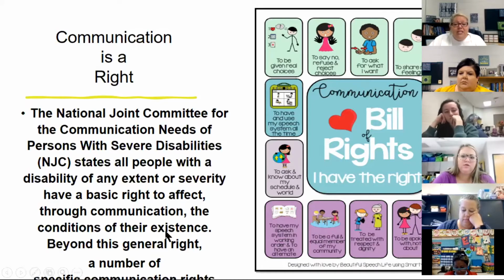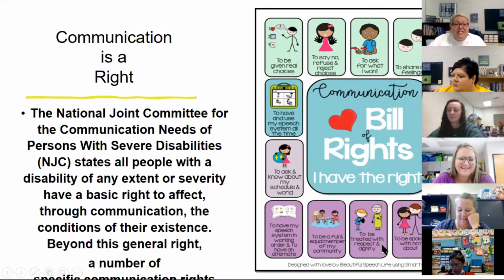I have a right to be a full and equal member of my community. I have a right to be treated with respect and dignity. I have the right to be spoken with, not about. Again, that is huge to me.